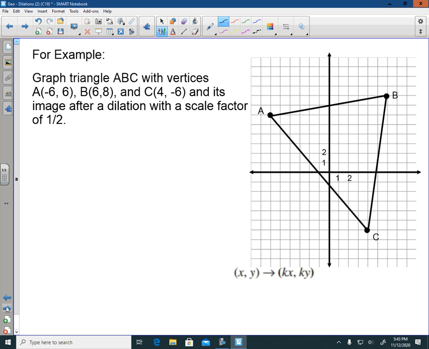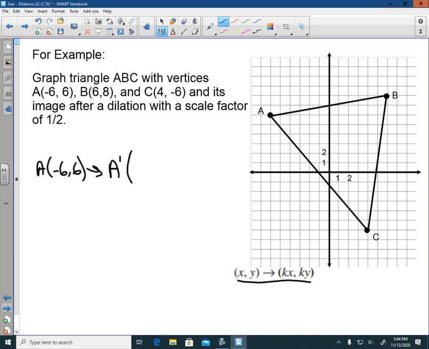Anyway, so then we could use these ideas to make a new graph of a new triangle after it has been dilated. So for example, we're going to graph triangle ABC with vertices at A, B, and C. You can see that I've already done that. And its image after a dilation with a scale factor of 1/2. Remember, we have a rule. We can take each point and multiply each x and y coordinate by the scale factor, and we will get a new point to graph. So A lives at (-6, 6), and we want to find A prime. Well, we just have to run it through the rule.